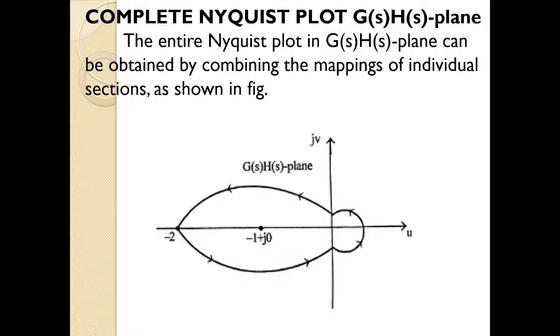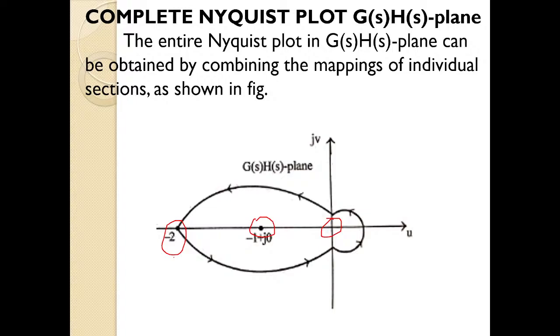Okay. So what is this point? This is the -2 point. Okay, this is our origin. And we already know this is -2. Definitely the -1 plus J0 point should lie in between -2 and origin. So let us see the stability analysis of this.